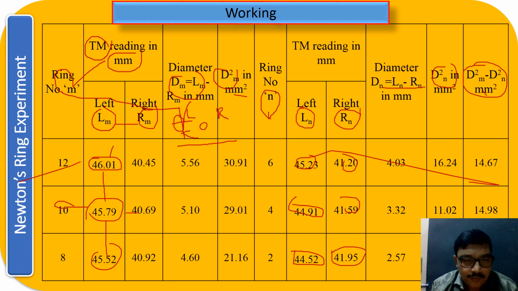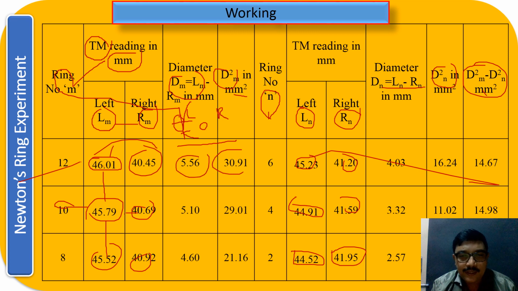Next you move here. Okay, this is the eighth ring, right hand side. Then the 10th ring 40.69, 40.45. Then knowing these two, now calculate the difference, which is 5.56, square it, you get 30.91. So similarly complete all of this.